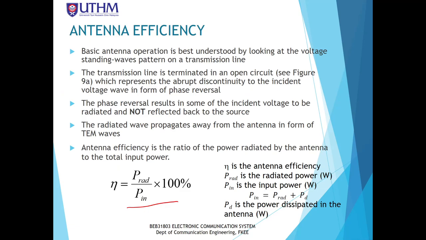Okay, so the ratio of P radiation divided with the P input multiplied with 100%, so we get the antenna efficiency. So basically we want the efficiency to be as high as possible. Kita inginkan efficiency yang sebesar yang mungkin, 100% is the ideal case. Okay, because some of the power will be dissipated as heat. Okay, macam saya cakap tadi sebahagian daripada input power akan dilesapkan sebagai haba. Okay. So this is how we calculate the antenna efficiency.